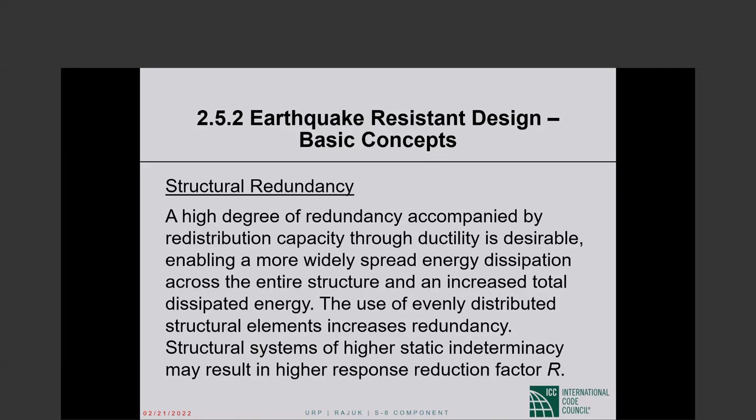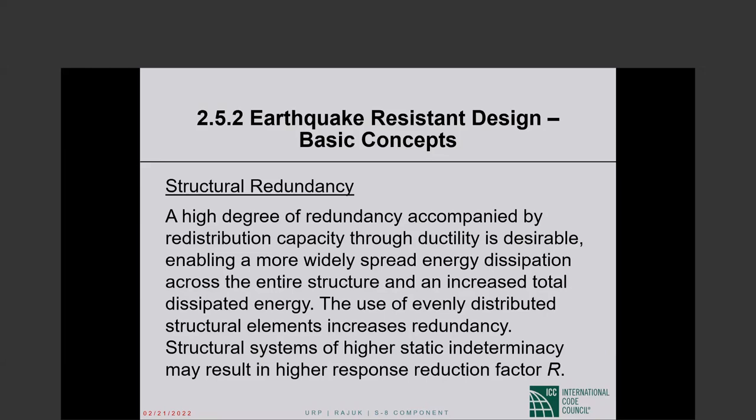Structural systems of higher static indeterminacy may result in higher response reduction factor R. This concept is also not there in the code. We do not take an increase in R when we have a redundant or a highly redundant structure. Okay, but this is the entirety of what BNBC says.